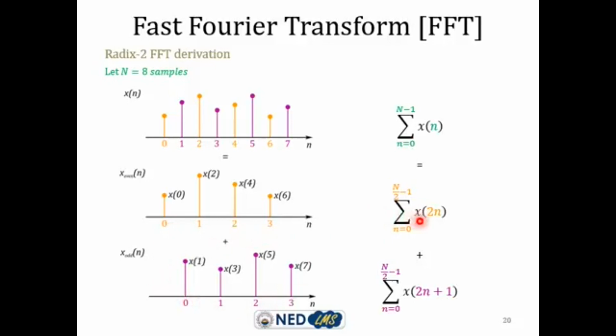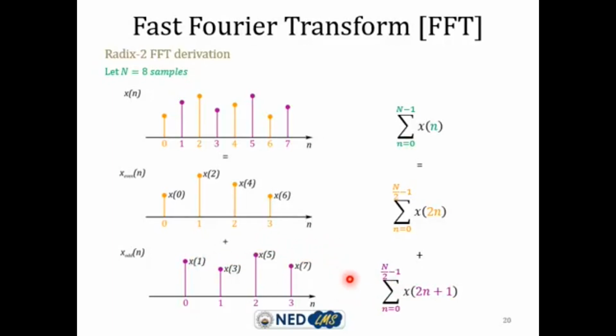Now let's come to the function x of 2n. On substituting the values of n from 0 to 3, you will get x of 0, x of 2, x of 4 and x of 6. So this is how we represent even index samples. Similarly, on substituting small n is equal to 0 to 3 in this function, you will get x of 1, x of 3, x of 5 and x of 7.